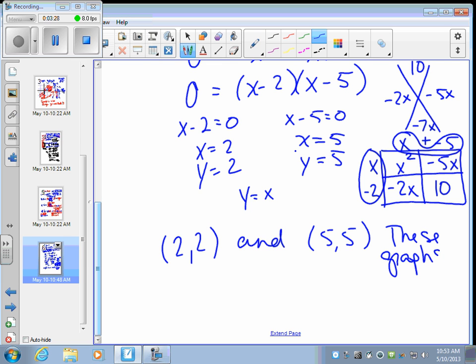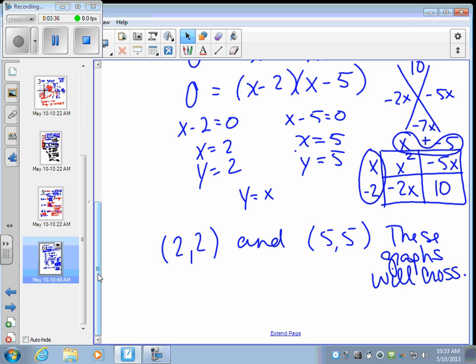And that is how you can solve a system of equations algebraically. All right, let's practice those before the next test, and good luck.